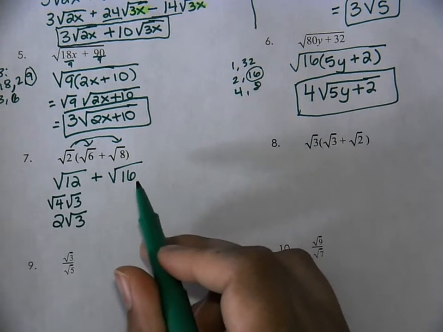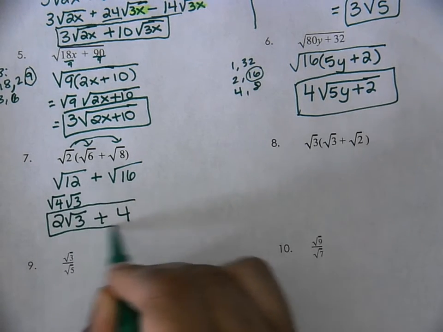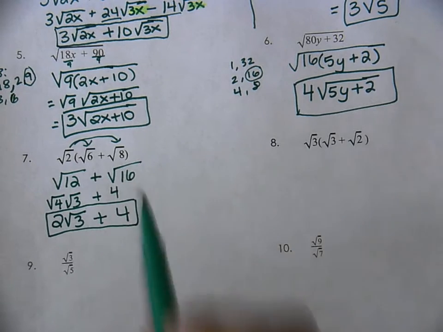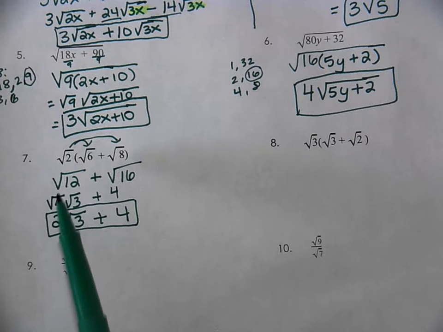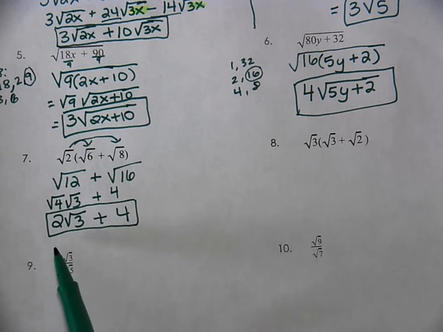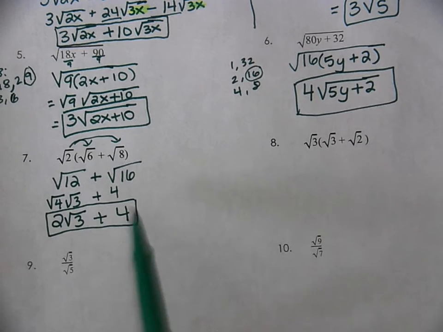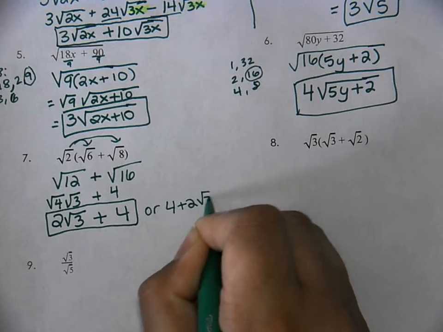And 16, the perfect square for 16 is 4. So it is just a perfect square. So if you wanted to rewrite it like this, you could. But really, the square root of 16 is 4, and then the square root of 12 has to be rewritten as 2 root 3. You could switch the order here, so you can always write it as 4 plus 2 root 3. That's fine. It is up to you.